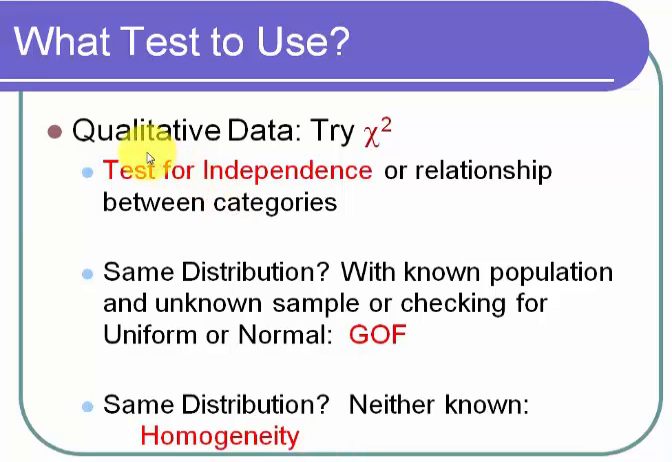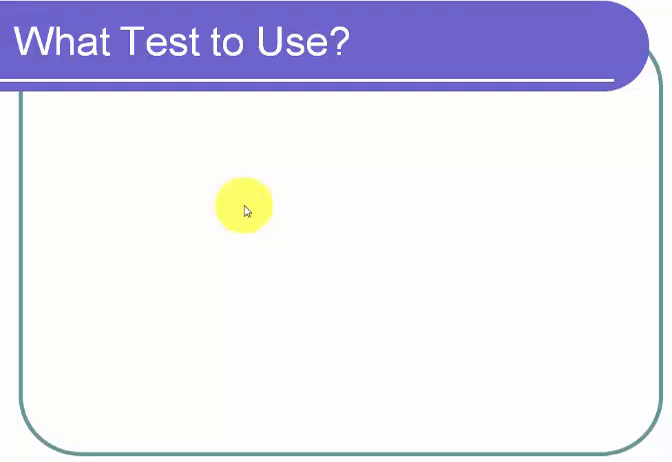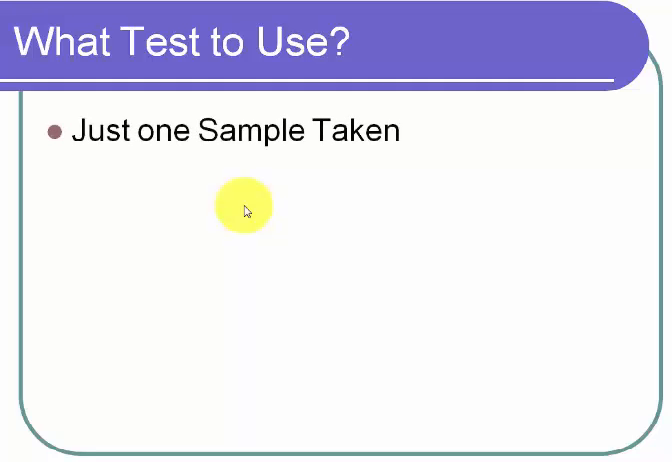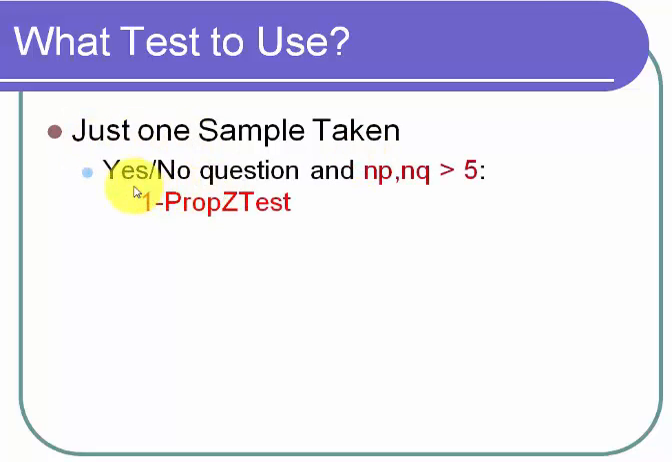If we don't have qualitative data, if the survey question is quantitative, the next question you ask is how many samples were taken. If only 1 sample was taken, and if it was a yes-no question, and if the expected number of yeses and the expected number of nos are both greater than 5, then we use that 1 prop z test.